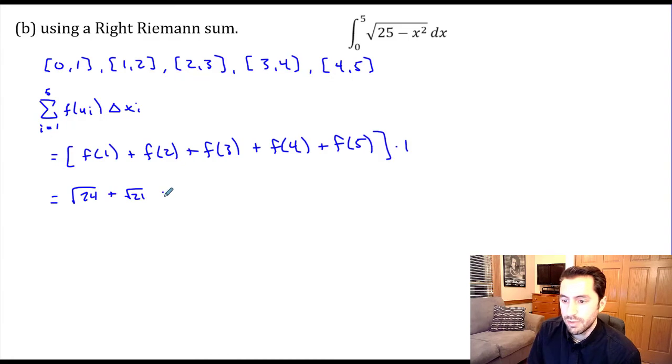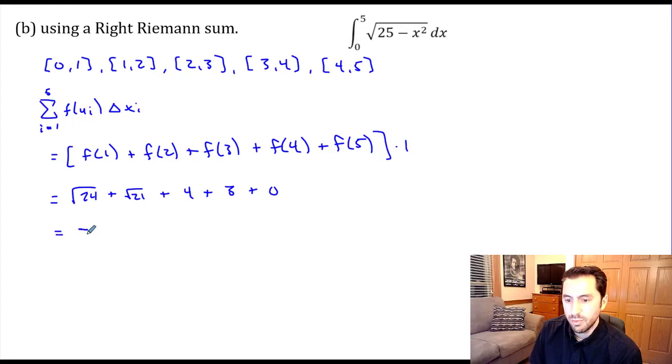Square root of 21, f of 3. So if we do the square root of 16, that's going to be 4. This one ended up being the square root of 9, so that's 3. And then our last one is new. So if I plug in 5, 25 minus 5 squared, we actually end up with 0. So the square root of 0 is 0.